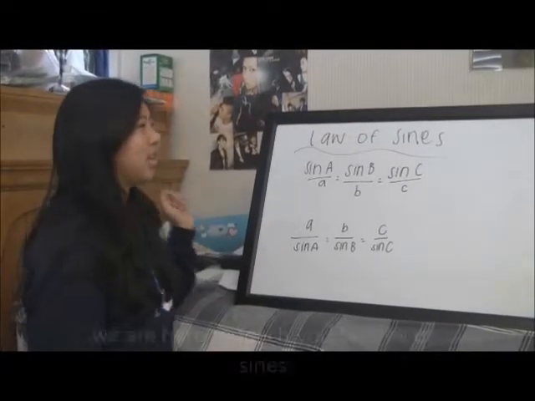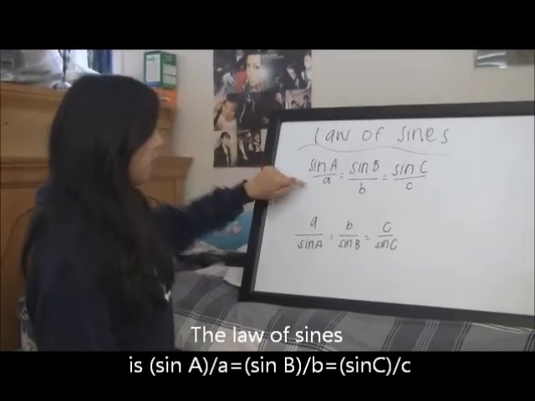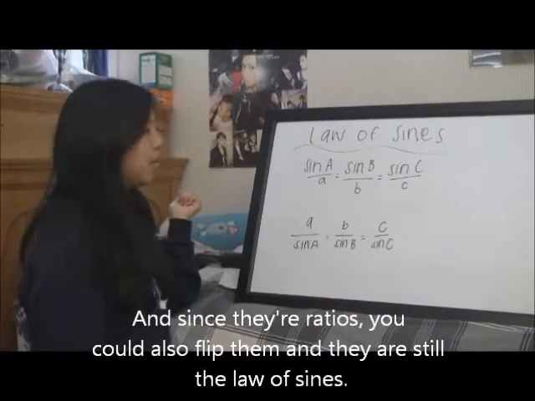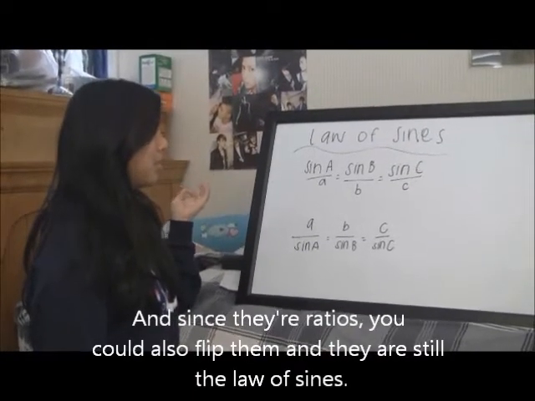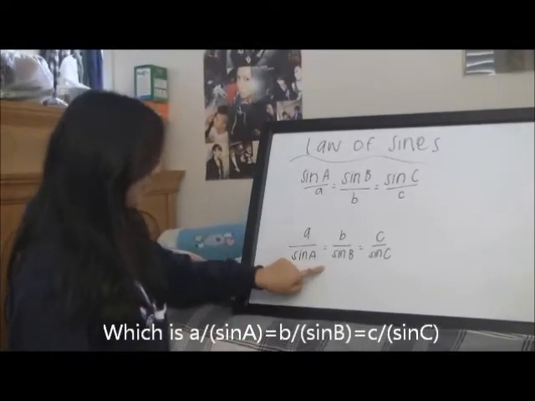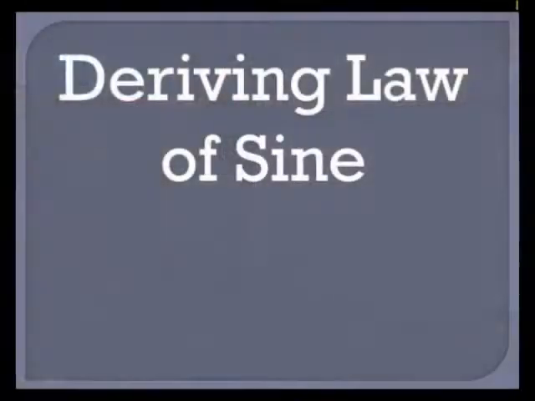We're here to teach you the law of sines. The law of sines is sin A over a equals sin B over b equals sin C over c. And since they're ratios, you can also flip them and they're still the law of sines, which is a over sin A equals b over sin B equals c over sin C.